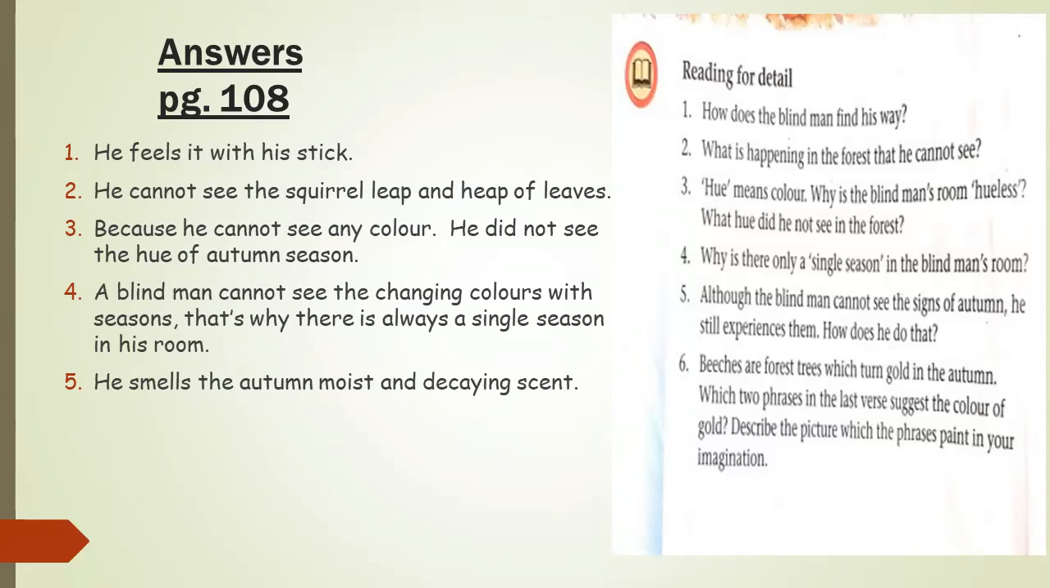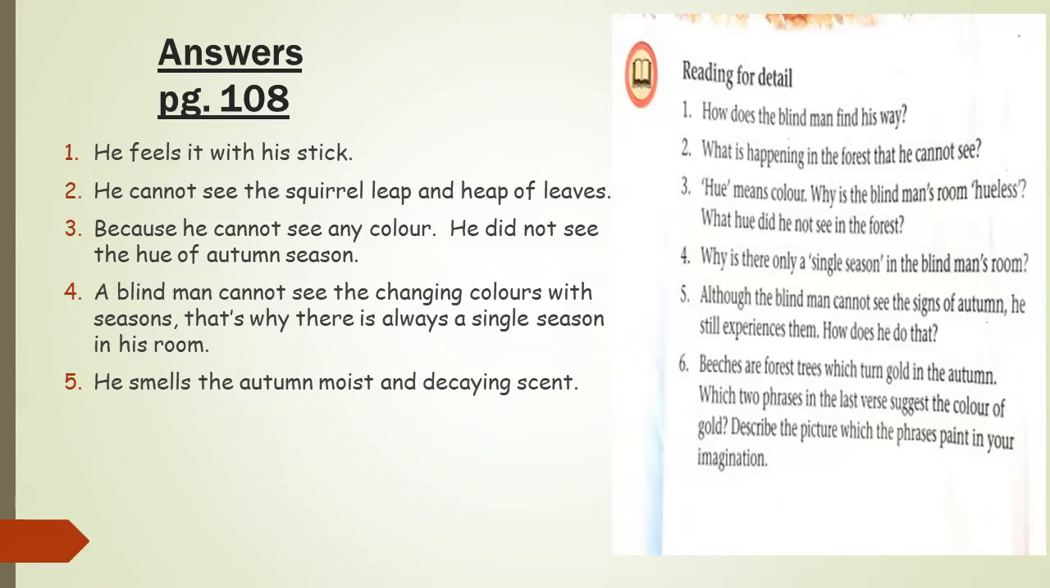Number 4. Why is there only one single season in the blind man's room? A blind man cannot see the changing colors with seasons. That's why there is always a single season in his room. And although the blind man cannot see the signs of autumn, he still experiences them. How does he do that? Answer number 5: he smells the autumn moist and decaying scent.